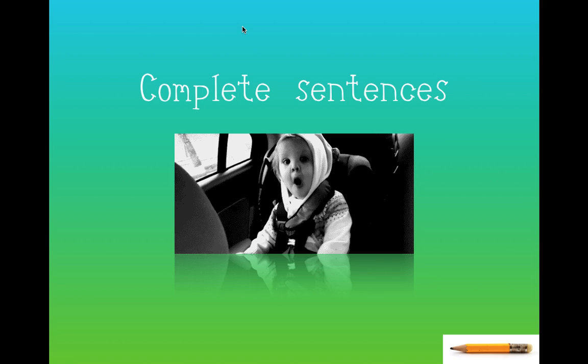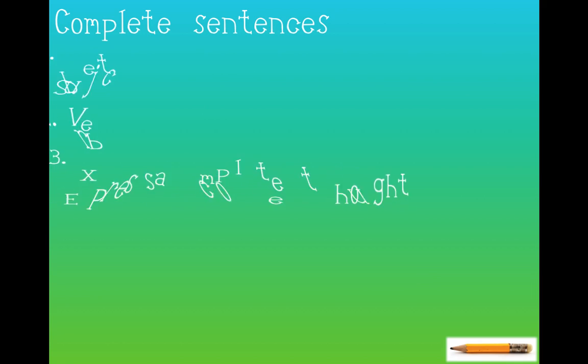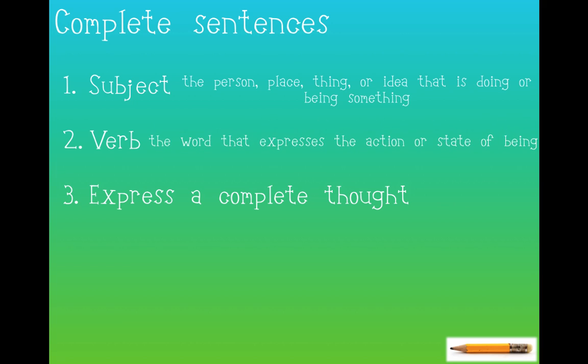So for complete sentences, you have three things to make it complete. And those three things are 1, a subject, 2, a verb, and 3, it needs to express a complete thought. So subject and verb is something that we've looked at in the past PowerPoint, so that's going to be a review. So subject, if you remember, is the person, place, thing, or idea that is doing the verb or is being something. The verb, if you remember, is the word that expresses the action or the state of being, like jump or was or something like that.